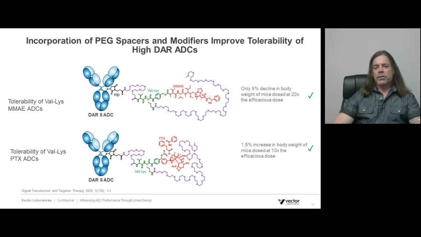The cleavable trigger is still val-ile, but now they've changed out the payload to paclitaxel. And in this case, that DAR8 ADC showed essentially no change in body weight for mice dosed at 10 times the efficacious dose. So these examples show that incorporation of PEG spacers and modifiers can improve the tolerability of these high DAR ADCs for a variety of different combinations of cleavable triggers and payloads.